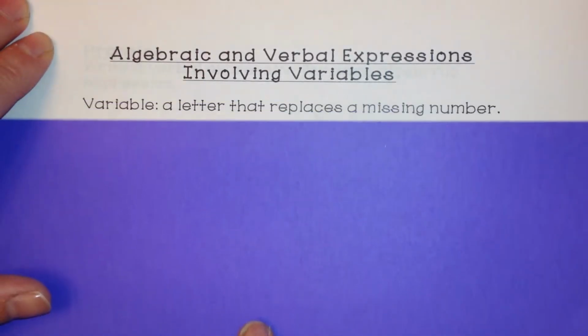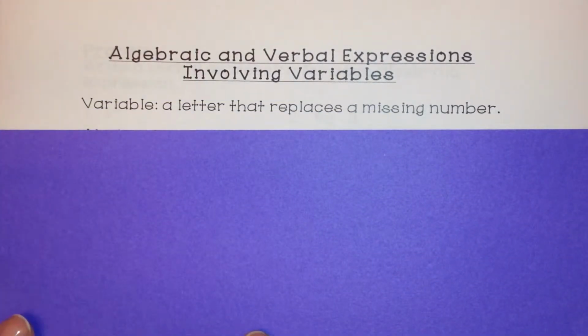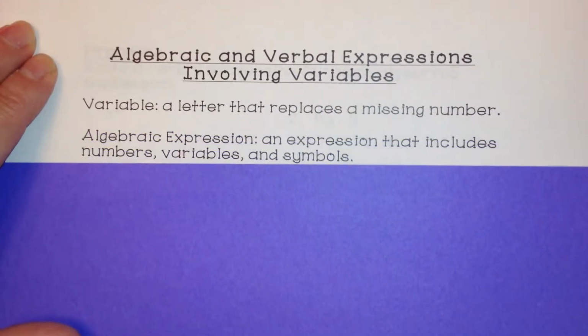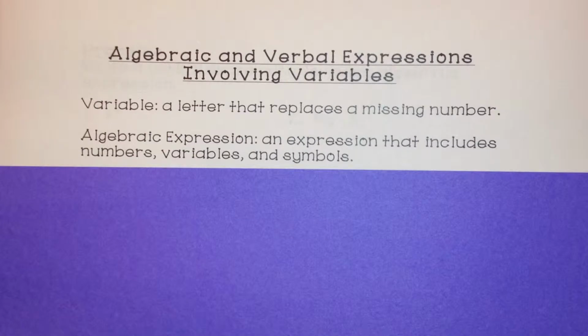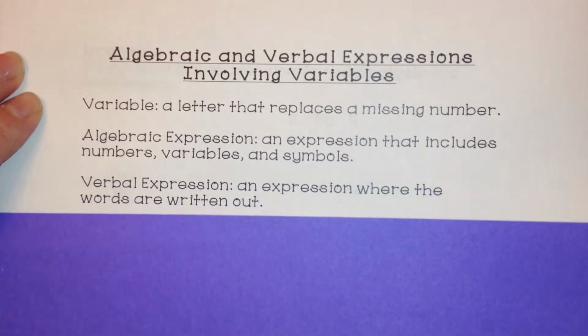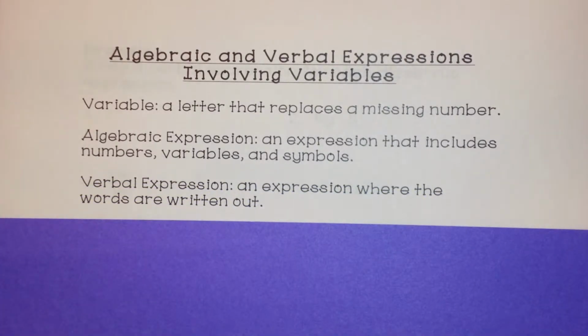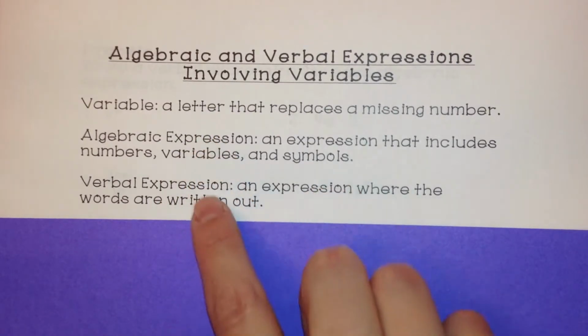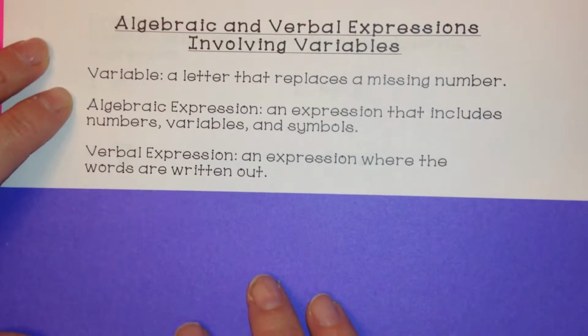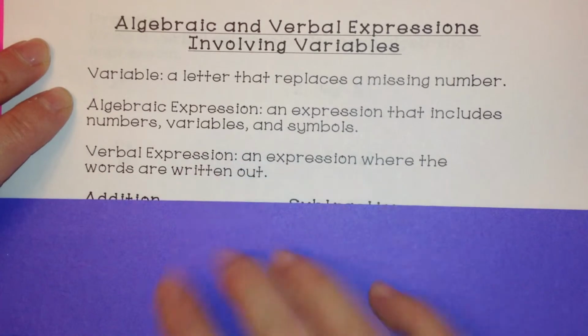This video is on algebraic and verbal expressions involving variables. So a variable is just a letter that replaces a missing number. An algebraic expression is an expression that includes numbers, variables, and symbols. And a verbal expression is an expression where the words are written out. So these are kind of opposites. That's what we're going to work on today, going between the two.